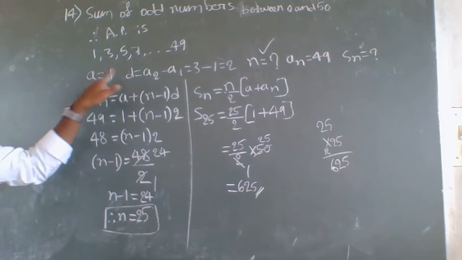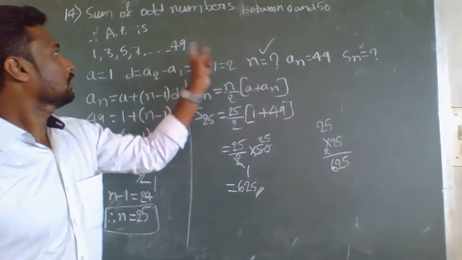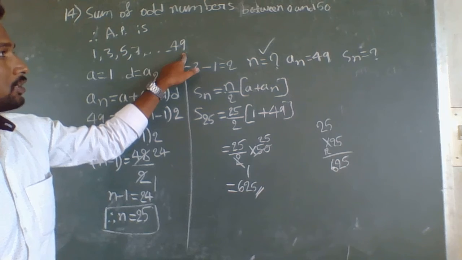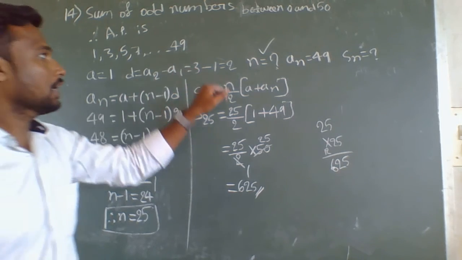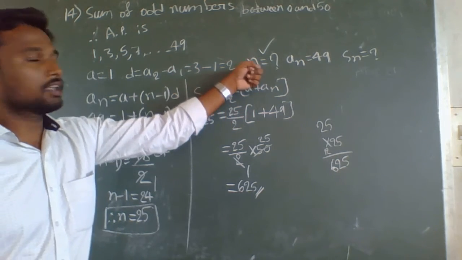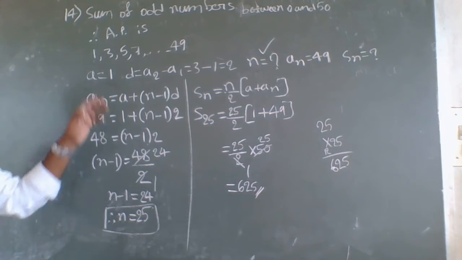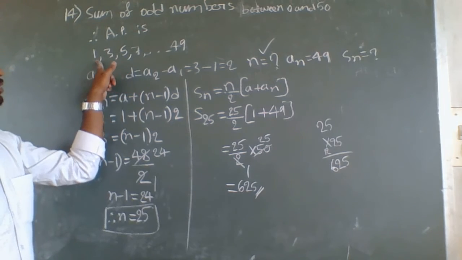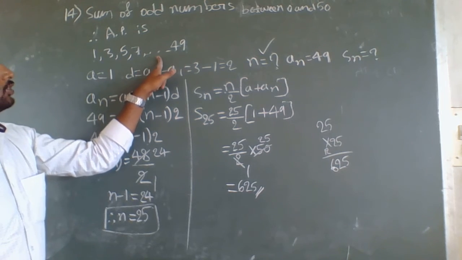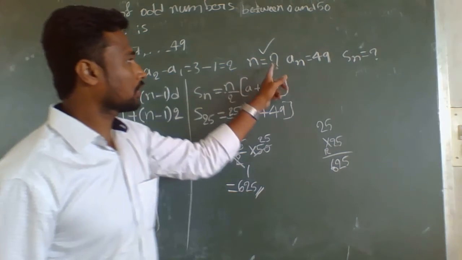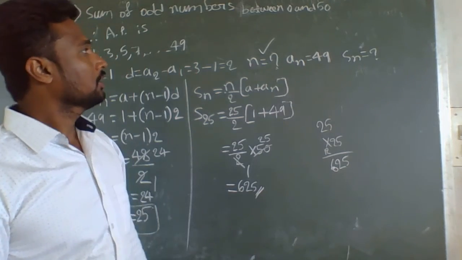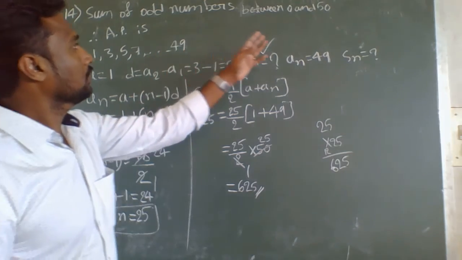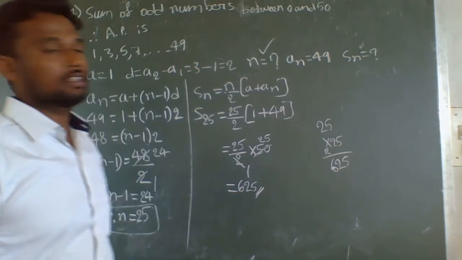Now I can write the a, d values, and I have the an value also, which is 49, because that is the last term of the arithmetic progression, and we have to calculate n also, because we don't know the number of odd numbers between 0 and 50. Here the number of odd numbers between 0 and 50 we don't know, therefore we have to calculate the n value also, and again we have to calculate the sum of the odd numbers between 0 and 50. Therefore we have to calculate Sn also.